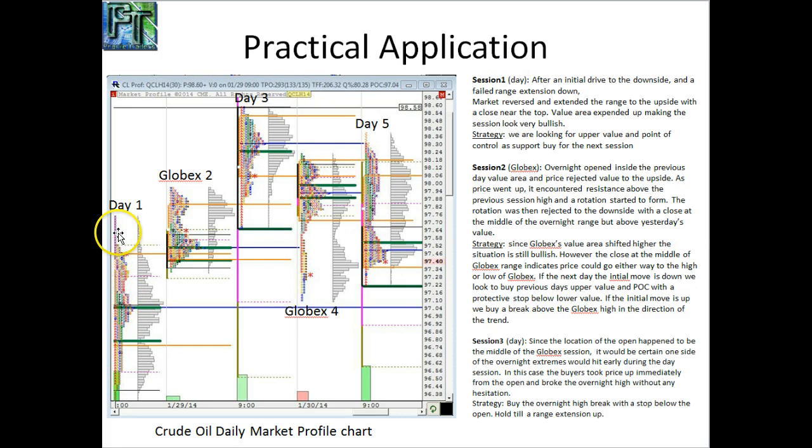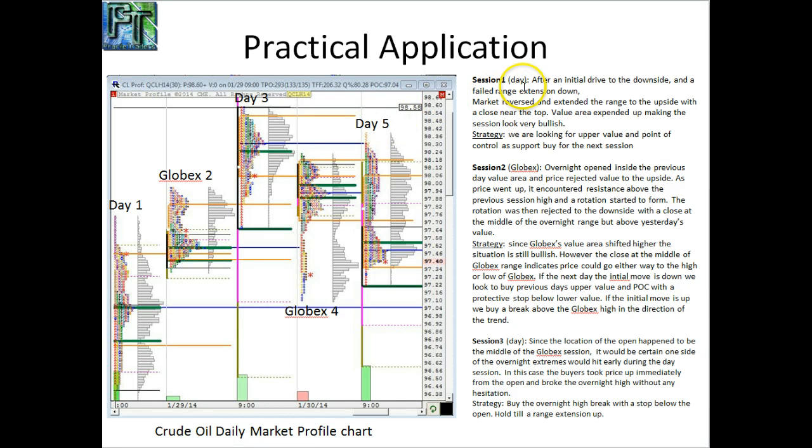Session 1 is the day. Then session 2 is Globex overnight. Then it shifts to day, session 3, which is the day. Then session 4, again overnight. Then session 5, which is again the day session. Day session starts at 9 o'clock.